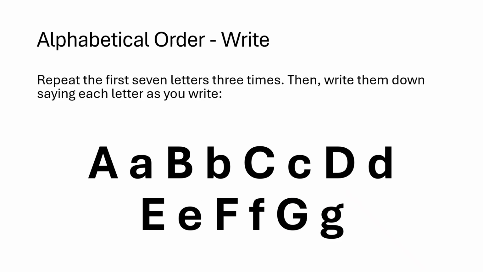Repeat the first 7 letters 3 times. Then write them down, saying each letter as you write. When I pause at the end, you repeat all of the letters. A, B, C, D, E, F, G.